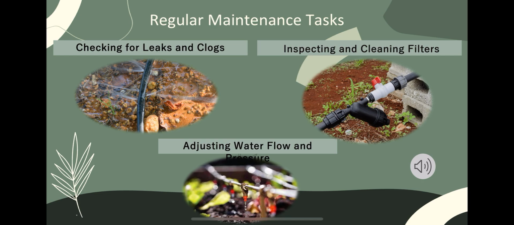And third, adjusting water flow and pressure. Periodically, check the water flow and pressure in your system. Adjust the flow rate and pressure according to the specific needs of your plants. High pressure can damage emitters, while low pressure may result in inadequate water supply. Ensure that the water flow and pressure are optimized for efficient operation.